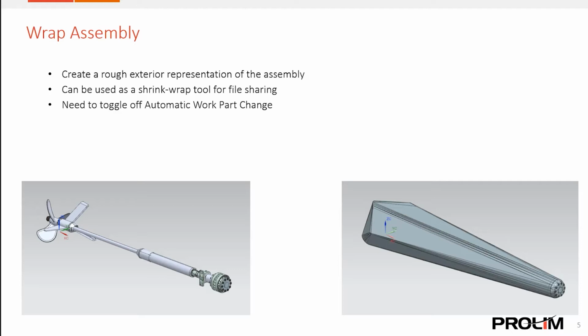Next up is the Wrap Assembly command, which kind of speaks for itself. For this command, you simply need to specify the components that you want to wrap, and NX will automatically create a rough exterior representation of the assembly. The body created kind of looks like if you took plastic wrap and wrapped up your assembly. This tool can also be used as a shrink wrap tool for file sharing.